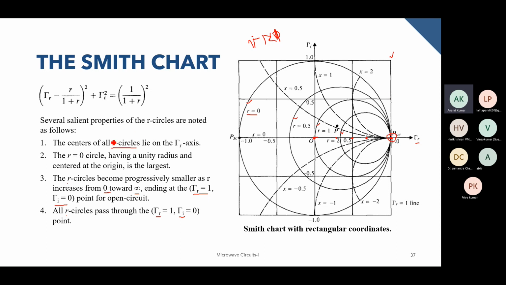So we were looking at the R circles, and in the next coming slides we'll look at the X circles. So I'll pause over here and let you look at the chart and the salient properties. And if you have any questions, maybe we can discuss now.